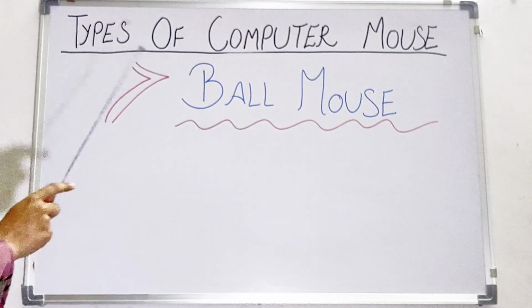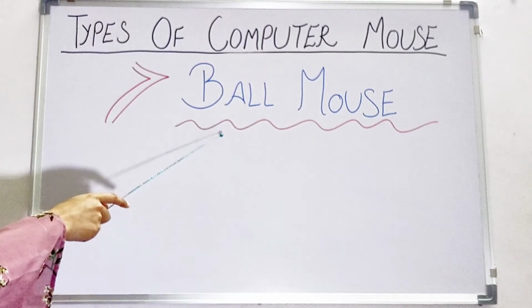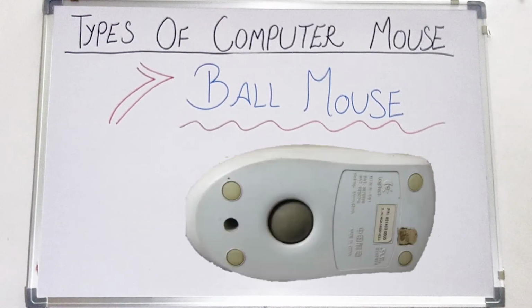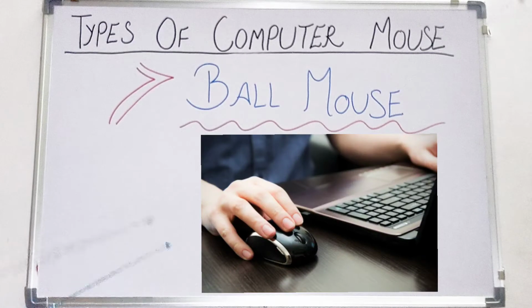The first type of mouse that we have is ball mouse. A ball mouse is a mouse that has a ball under it which helps in the movement of the mouse pointer on the computer screen. As you can see here in this picture, there is a ball under this mouse. This is the ball that helps to move the pointer on the computer screen.